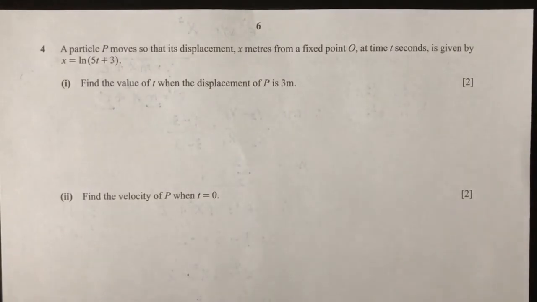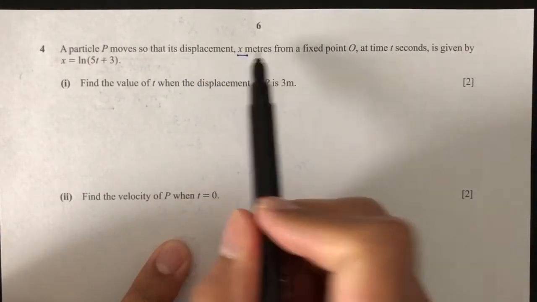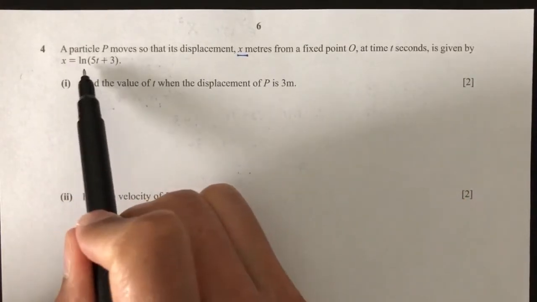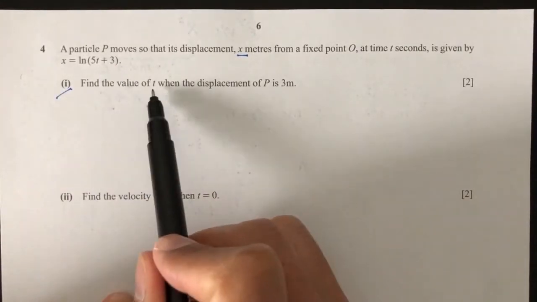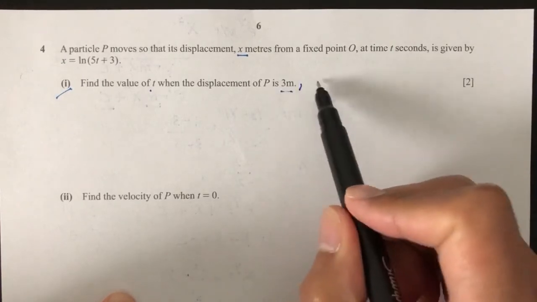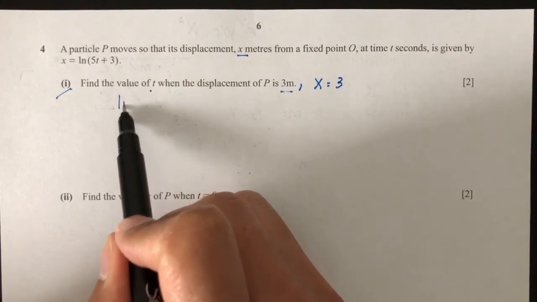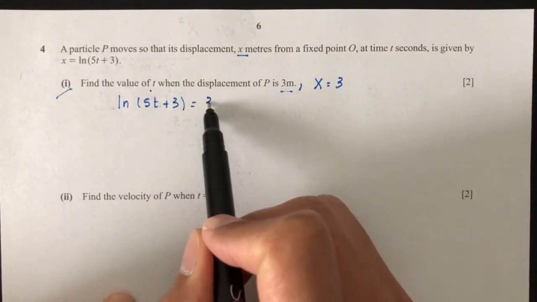Question 4. A particle P moves so that its displacement x from a fixed point O is given by this equation: x equal to ln(5t plus 3). Now part 1, find the value of t when the displacement of P is 3. So find the value of t when x is 3. So let's replace. That will be ln(5t plus 3) is equal to 3.